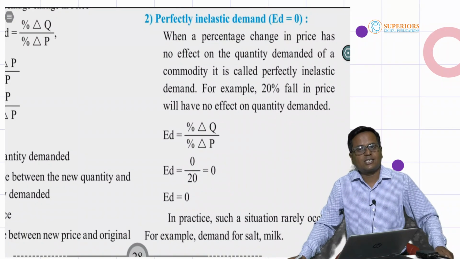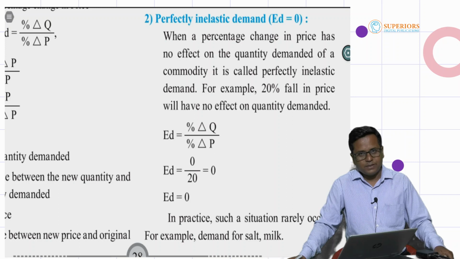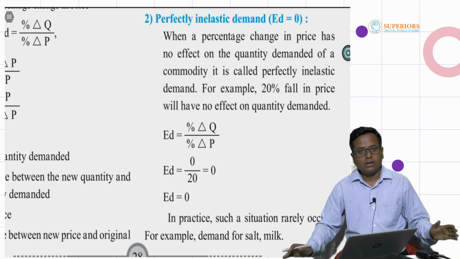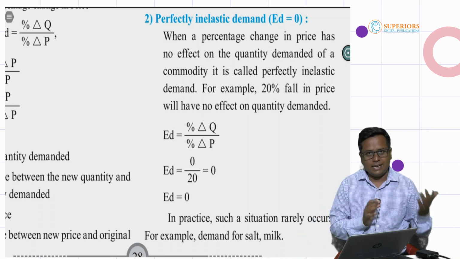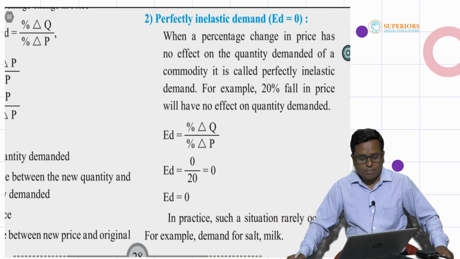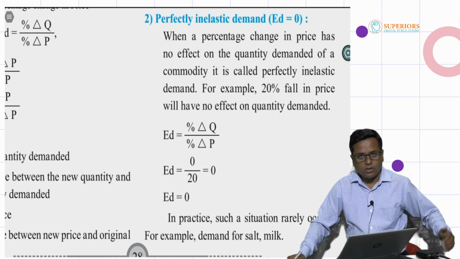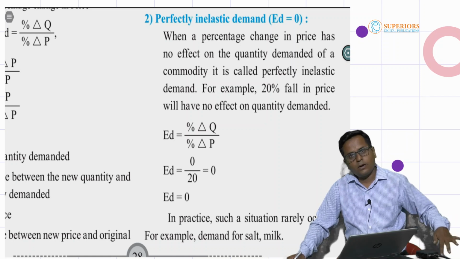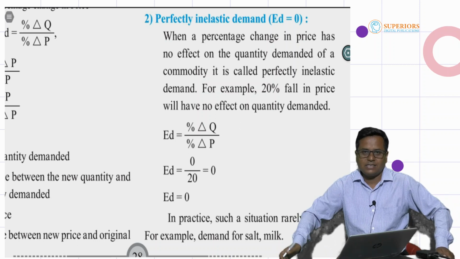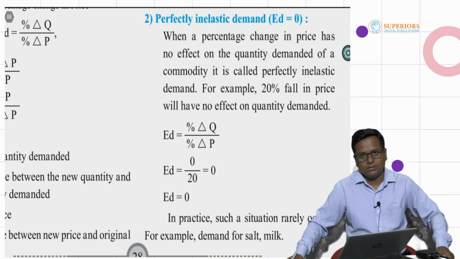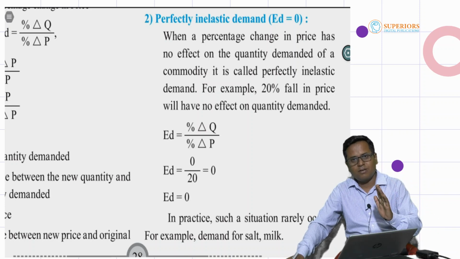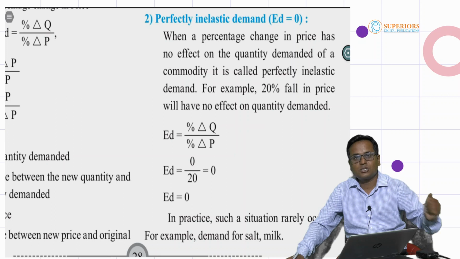Now, the next type of price elasticity of demand is perfectly inelastic demand. This is the opposite concept of perfectly elastic demand. What is perfectly inelastic demand? Look, what happened in perfectly elastic? There was no change in price, but the demand was changing, either rising up or falling down at the same price. Now, the demand is remaining constant even after a rise or fall in its price.